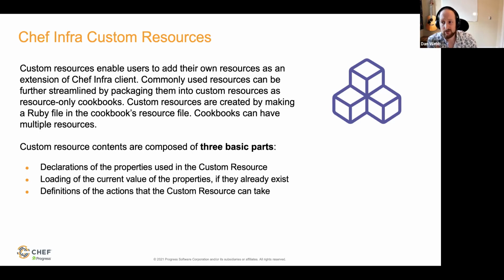There are three basic parts of a custom resource. There's declarations of the properties that the custom resource accepts. So usually there'll be a name property, and then let's say a version number you want to install, and that will tell the internal resource what you want to do. Then we load the current value of the properties if they already exist. And then finally, there's a definition of the actions. This is where the meat of the actual custom resource comes in, and this is where you start doing the implementation. So usually you'll have like an add or remove action there, and we'll see a couple of examples of that with the Apache Cookbook.